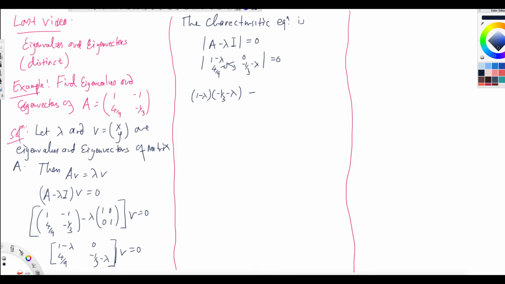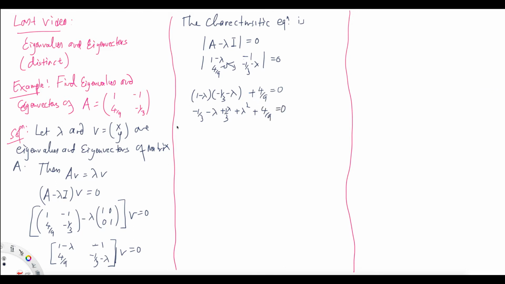Oh, by the way, this entry is not 0, this is -1. So 4/9 times -1 is -4/9, but that is a negative multiplication, so it will be positive 4/9 equals 0. Now if you simplify this, what do you get? 1 minus lambda times -1/3 minus lambda: the product gives -1/3, then negative lambda times negative 1/3 is positive 1/3 lambda, and negative lambda times negative lambda is positive lambda squared, plus 4/9 equals 0.